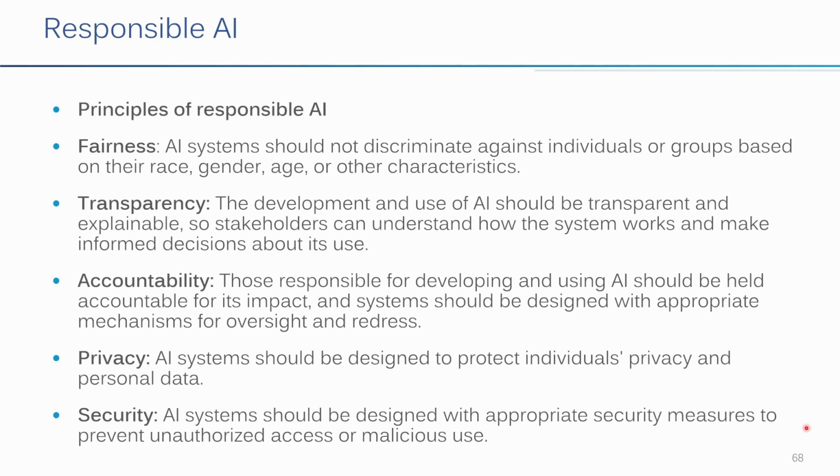Also, privacy. AI systems should be designed to protect individuals' privacy and personal data. That goes without saying. I mean, the more we protect our data, the more secure our systems are, and our data is not be used for whatever bad use that we might think. Security of core AI systems should be designed with appropriate security measures to prevent unauthorized access or malicious use. This one is tricky to guarantee, especially when AI systems are part of an entire complex system. You have to make sure that every single point of failure is somehow secure and no one can access or enter your data.